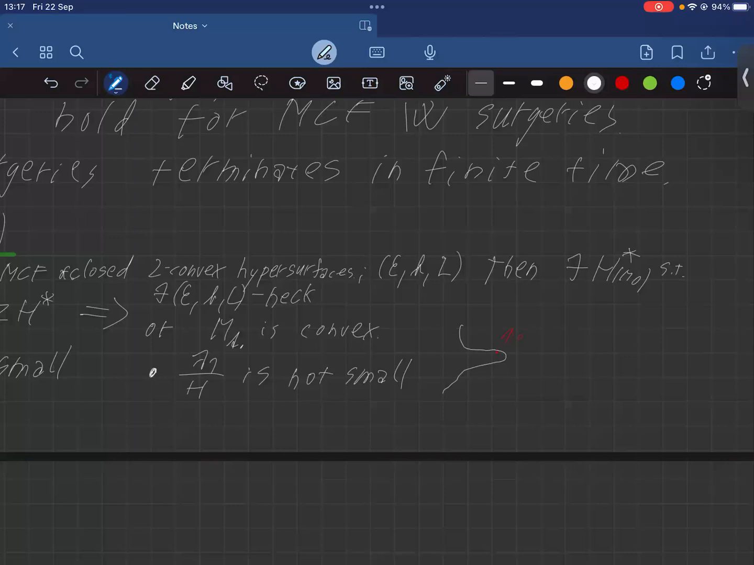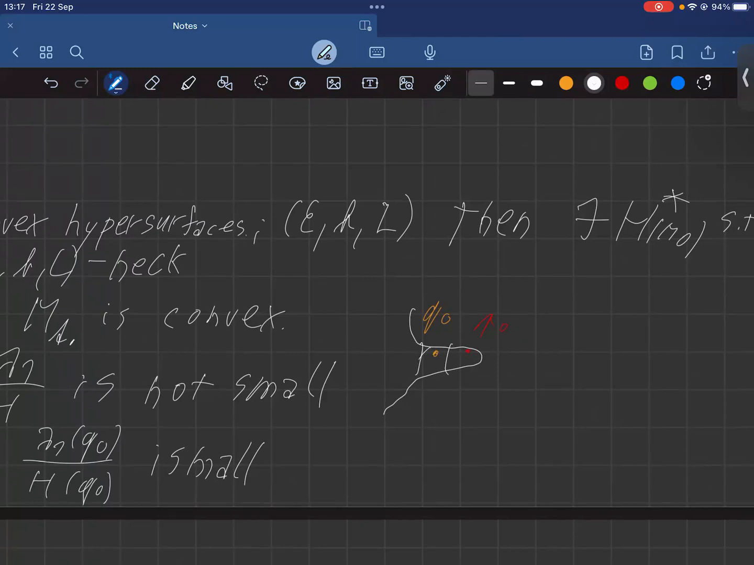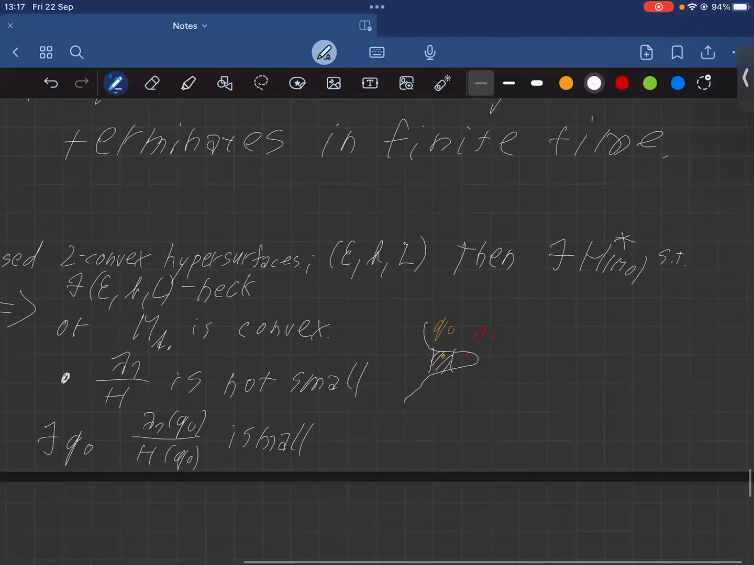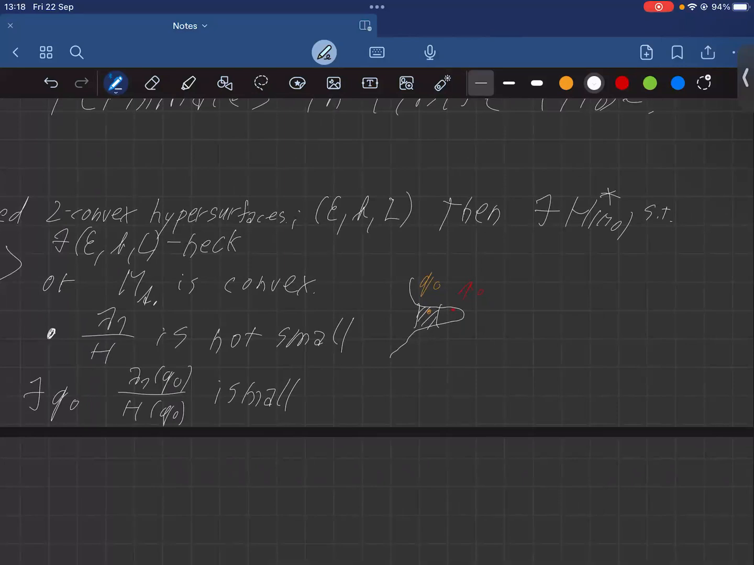And it claims that if this is the case, then there exists Q0 such that the ratio at Q0 is small. So basically somewhere there is Q0 and we have a neck around Q0. This is, by the way, a difference with the approach that Hamilton did with surgeries for Ricci flow, because this doesn't require any a priori bounds. It just works for hypersurfaces. And whenever we have a curvature high enough and lambda 1 over H is not small, then we can find some neck in the vicinity of P0.